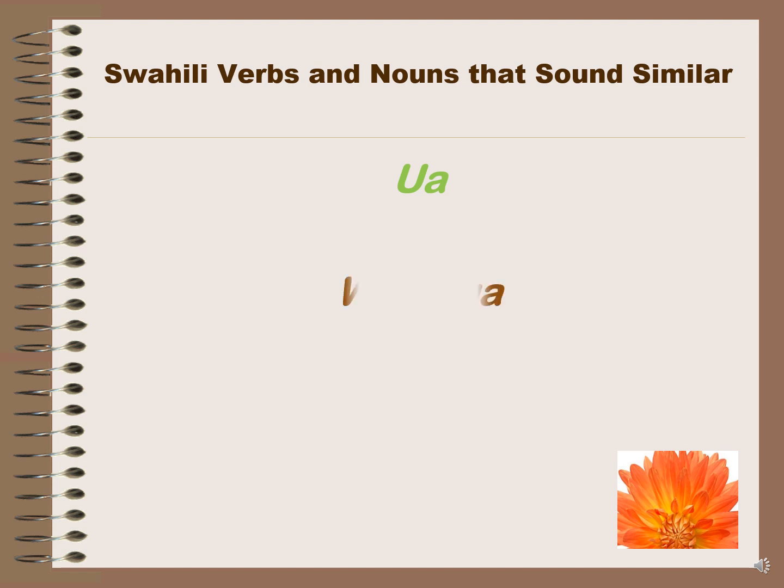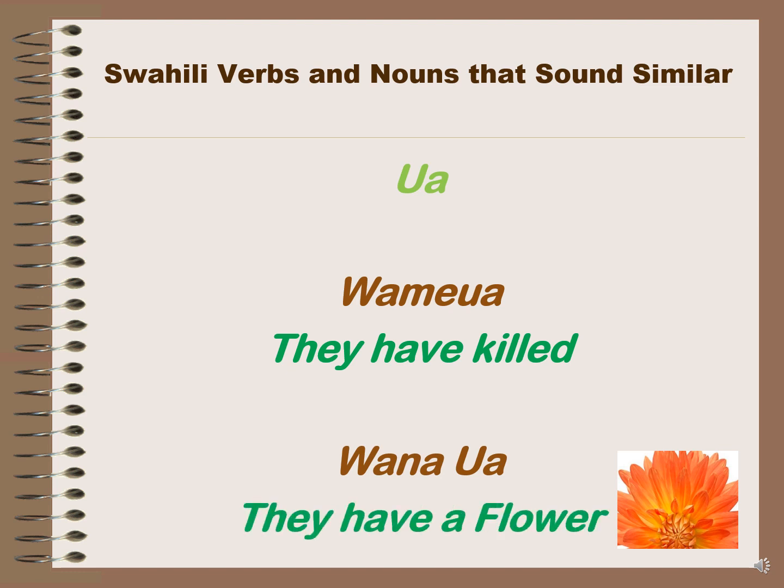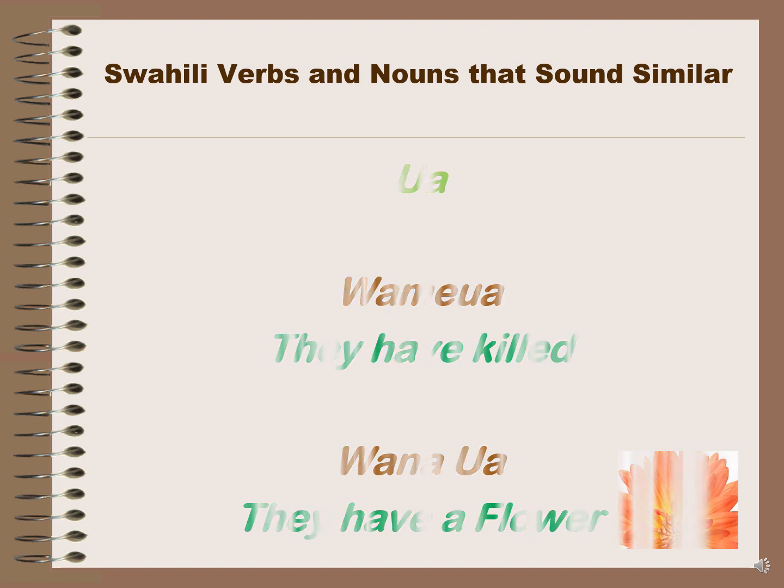Ua. We have an example here, wameua, meaning they have killed. So ua here has been used with the meaning of to kill. So wameua, they have killed, but wana ua, it means they have a flower. Ua is a flower, and ua is also to kill.